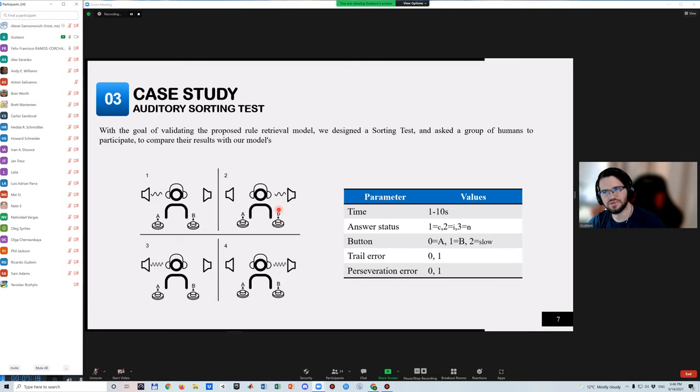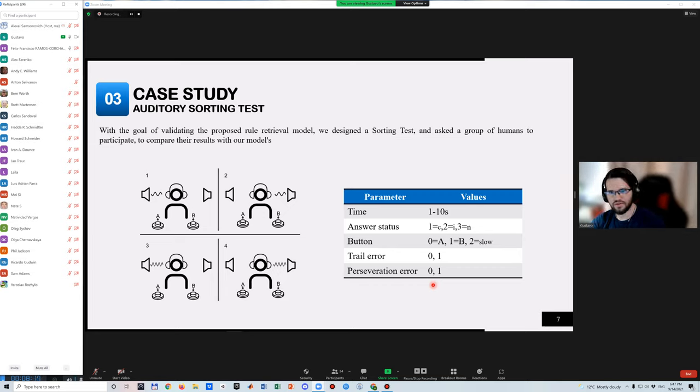And after that, the participant receives feedback. If the answer was wrong, the feedback will be a buzzer, and if it was right, they will receive a chime. So this process is repeated 10 times with, let's say, the same rule before changing the sorting rule on the software. And the participant has to find the rule which would allow them to sort correctly the auditory cues. And they sort a total of 60 sounds. And then the experiment concludes. We save the time, the answer status, which button they pressed, and if they made some mistakes on the sorting, and what kind of mistake it was, in order to compare them.